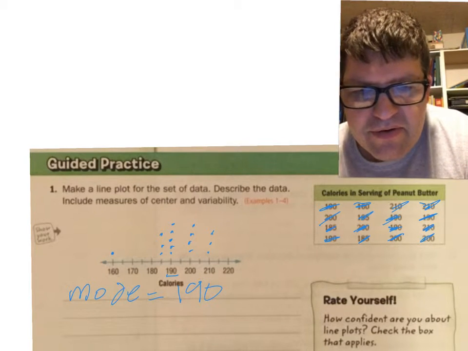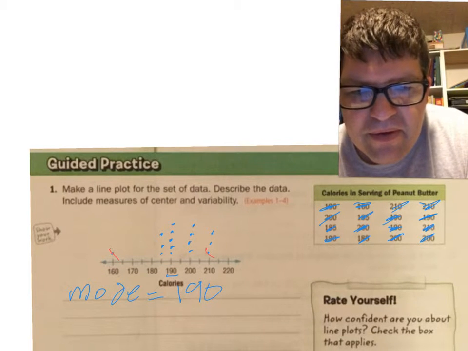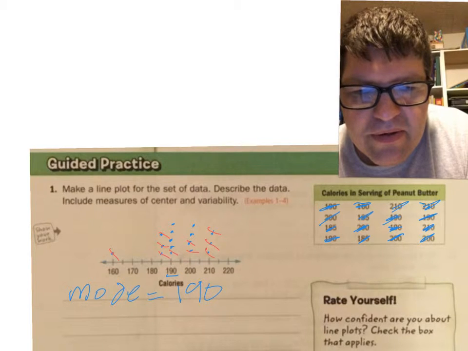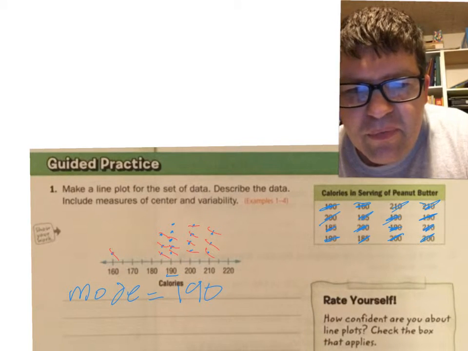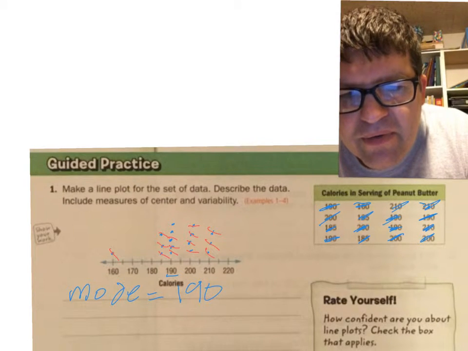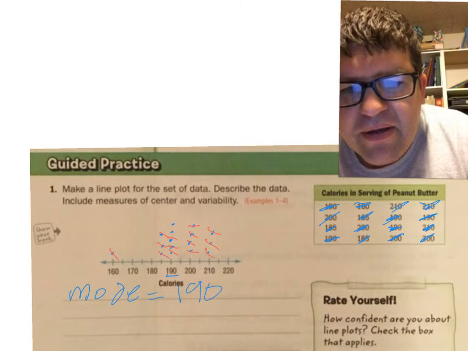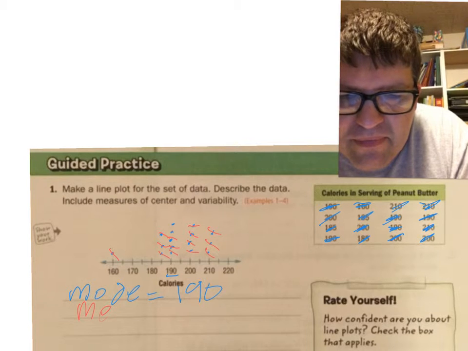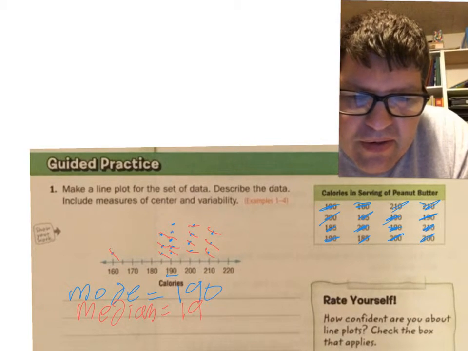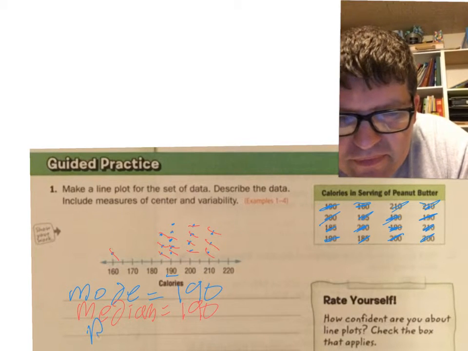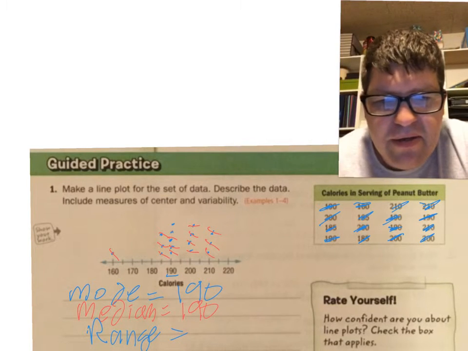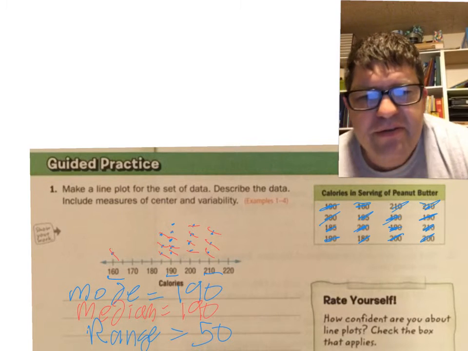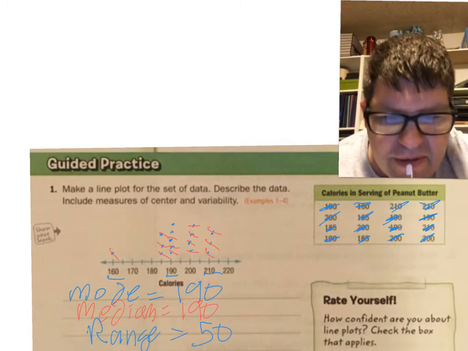Okay. Now let me find the median, the center. What I'm going to do for that is cross them off as I go. One on this side, one on this side, and I'm working my way in, and then I'm left with this 190 and 190. So 190 plus 190 is 380, divided by 2 is 190. So my median equals 190. Okay, now let's get the range. The range equals the highest, which is 210, minus the lowest, 160. 210 minus 160 is 50. So the range of calories in peanut butter is 50.